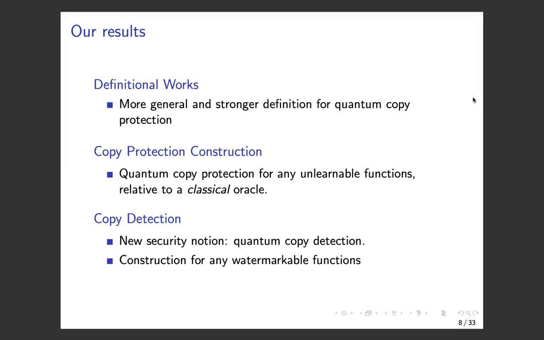And finally, we state that there is some barrier, discussed by a concurrent paper, in the plain model to do copy protection for any unlearnable functions. Then we weaken the security notion, and we discuss the construction for such a weakened security notion called copy detection.